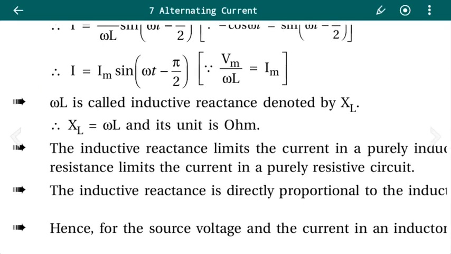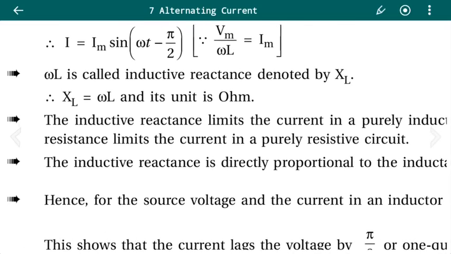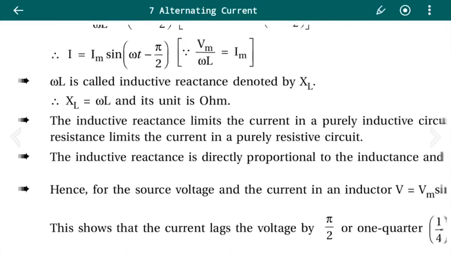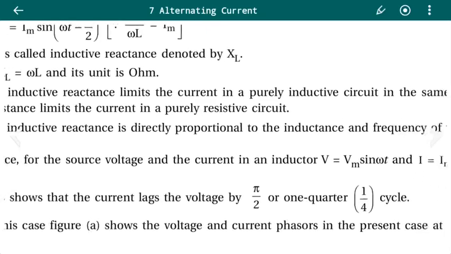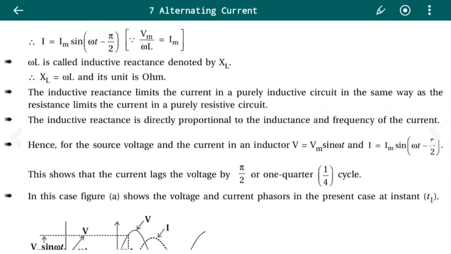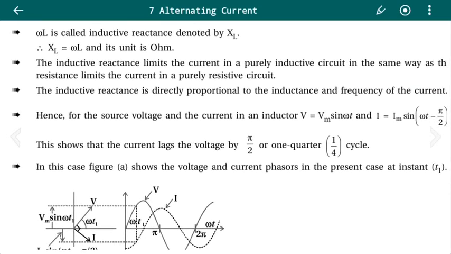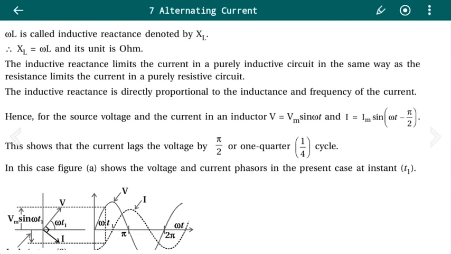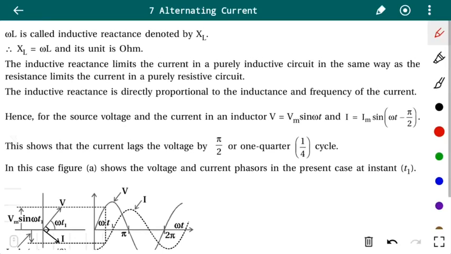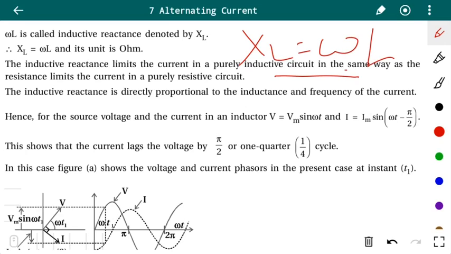Here omega L is called inductive reactance, denoted by XL, and its unit is ohm. The inductive reactance limits the current in a purely inductive circuit in the same way as the resistance limits the current in a purely resistive circuit. The inductive reactance is directly proportional to the inductance and frequency of the current, which you can see from the equation XL equals omega L. So it is directly proportional to the inductance as well as the frequency.